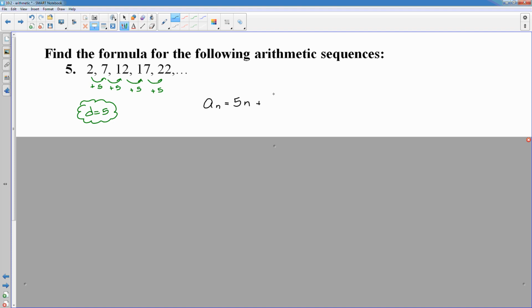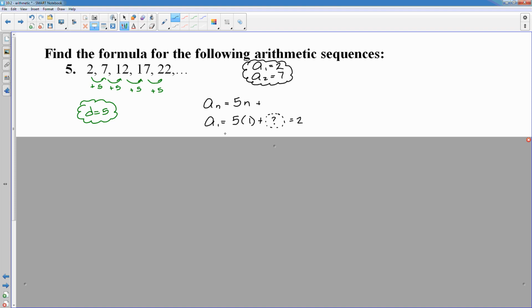And what I know is that my first term, when I plug in 1 for n, I should get 2. When I plug in 2 for n, my second term is 7. My third term is 12. So I know this much also. And now I've got to figure out, if I plug in 1, a sub 1 is going to be 5 times 1 plus some other number. I don't know what that number is, but I do know that when I plug in 1, I should get 2.